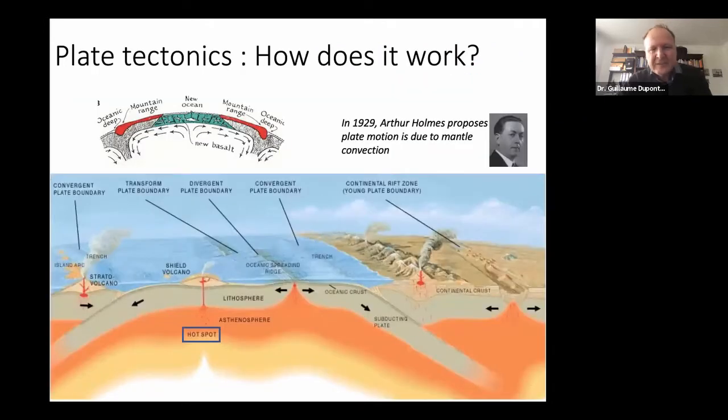Okay, so I just want to take a little step back here because I know that some of you are not geologists or didn't have so much geology. And so I need some help from the geologists here. So my question to the geologists: how does plate tectonics work?